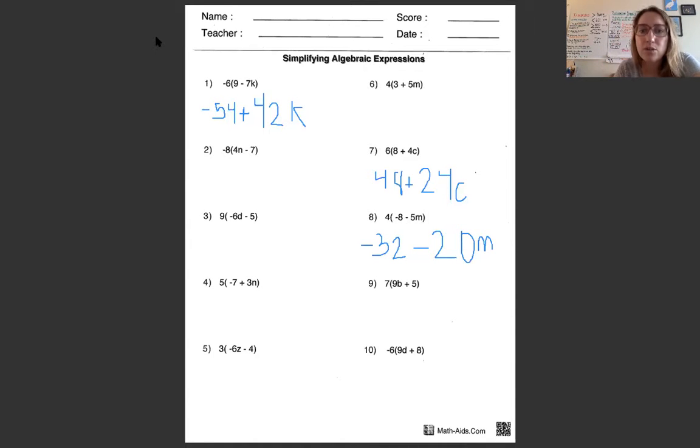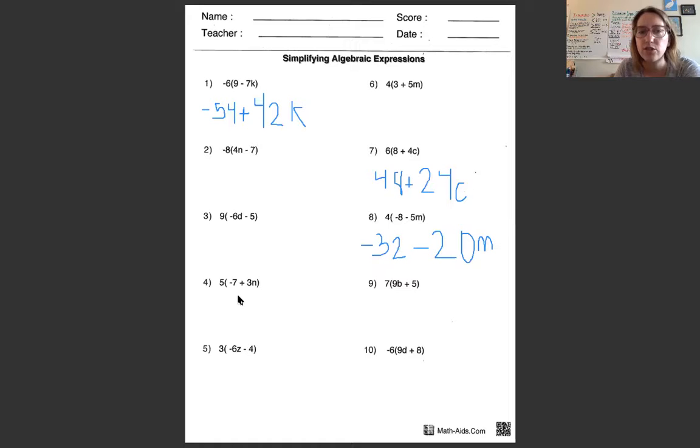Alrighty, so we're gonna go ahead and we'll actually try to do, let's go with this one, number 4 here, okay? So we have 5 times negative 7 plus 3n. I'm going to show you how you can actually modify this one to make it a little bit more straightforward for you in case you're really struggling with those negatives and integers and all of that.